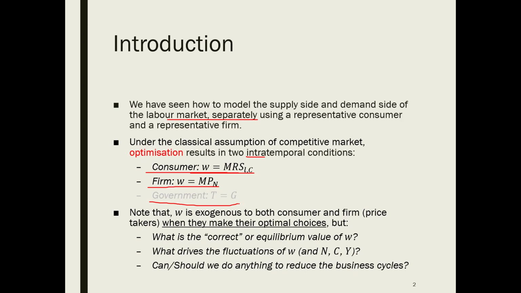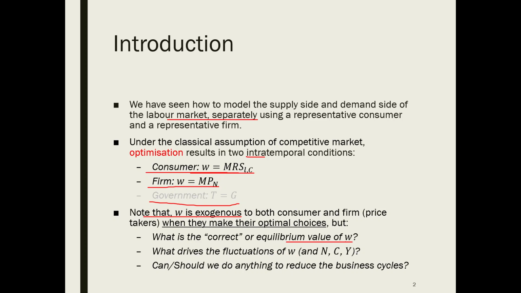There is a very important point worth mentioning over and over again, the role of wage W. It is treated as an exogenous variable in the representative consumer and representative firm's optimization problems, because they are price takers. Therefore, the optimal solutions of labor supply and labor demand are both functions of W. However, what is the correct or equilibrium value of wage per se? If we can understand the driving force of wage, then we can understand fluctuations of other endogenous variables like labor N, consumption C, and output Y.